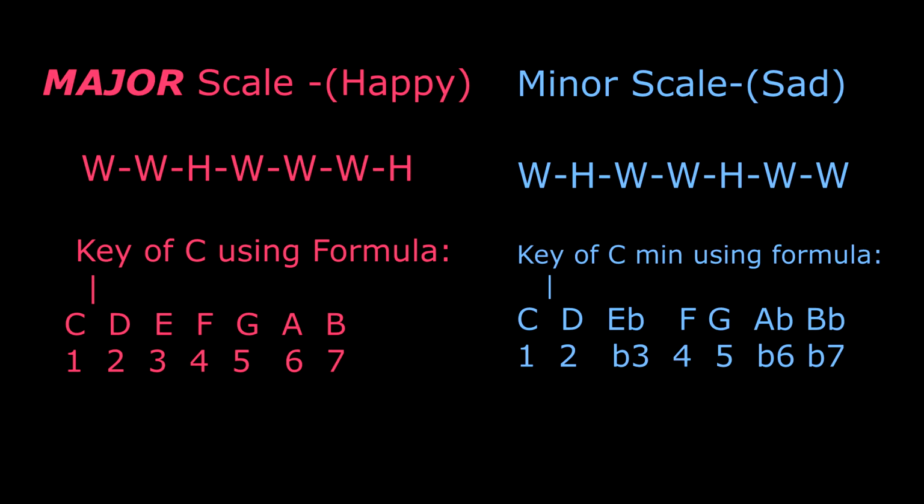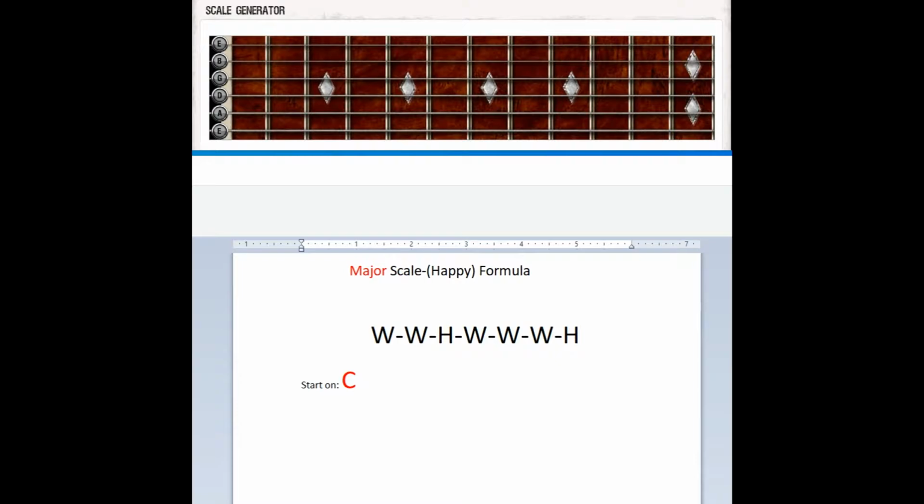It's the blues scale. The formula is whole step, half step, whole step, whole step, half step, whole step, whole step. If you start on a C, it's a little bit changed. It's C, D, E flat, F, G, A flat, and B flat. You flatten a few notes in a minor scale.